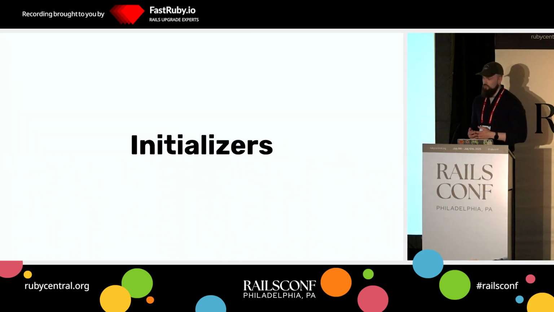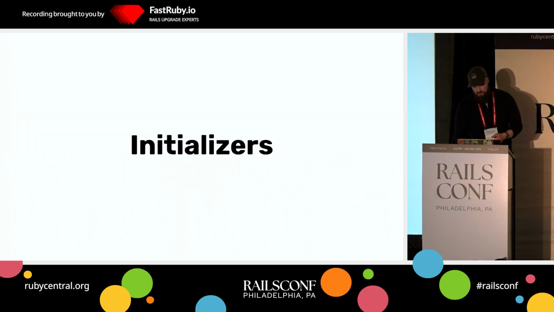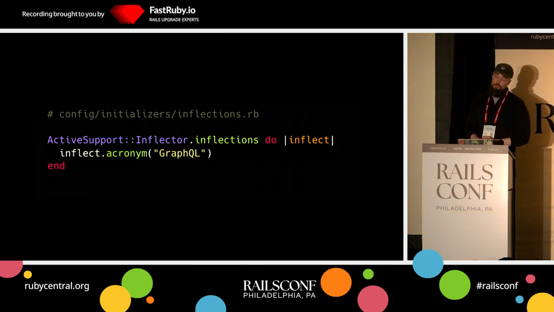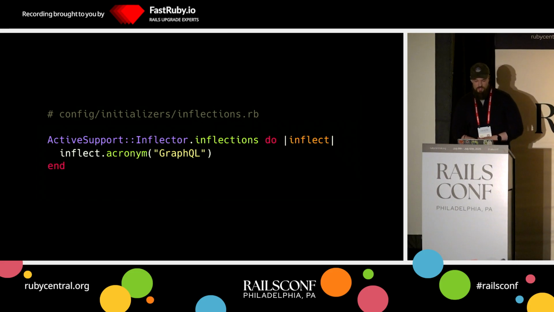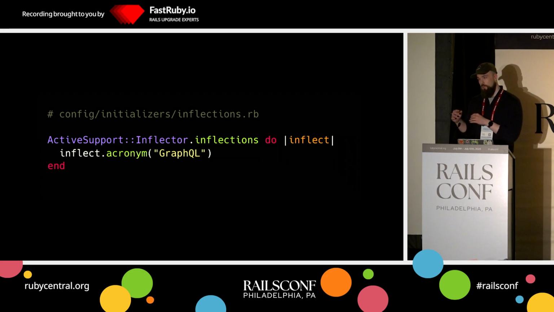Finally, we noticed something a little slow about initializers. Most of you have probably used initializers before. Generally, they are pieces of code that are run at boot, and inflections here are a common use case for initializers. Here we tell the ActiveSupport inflector about the acronym GraphQL. This way, we're able to use the GraphQL acronym capitalized properly in our application class files without Rails getting confused about file naming.